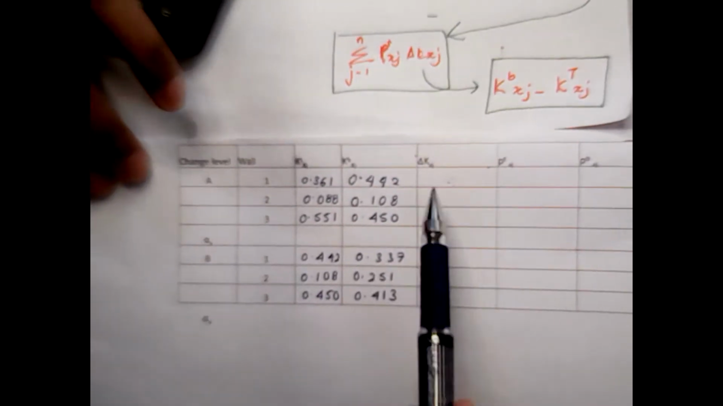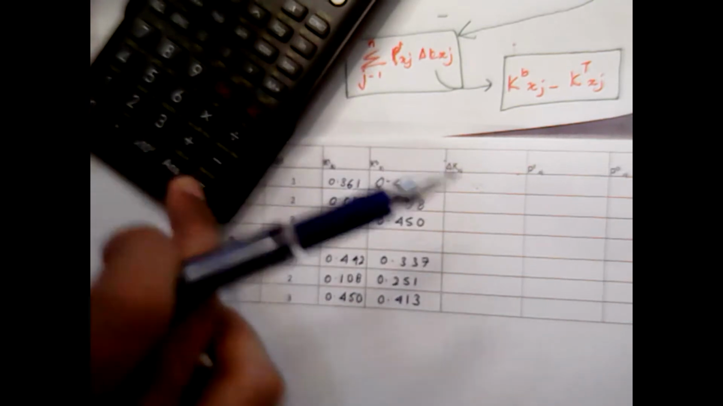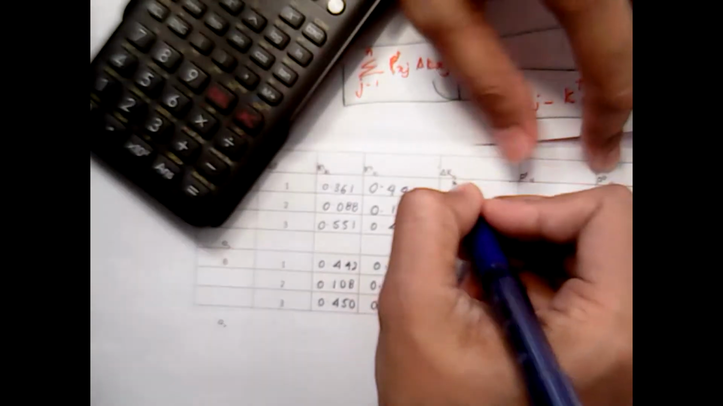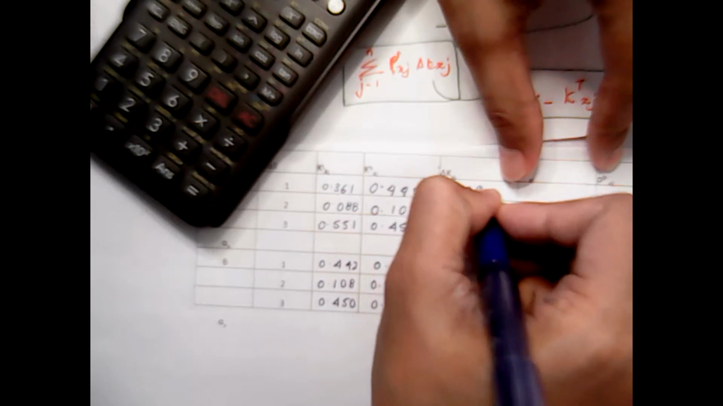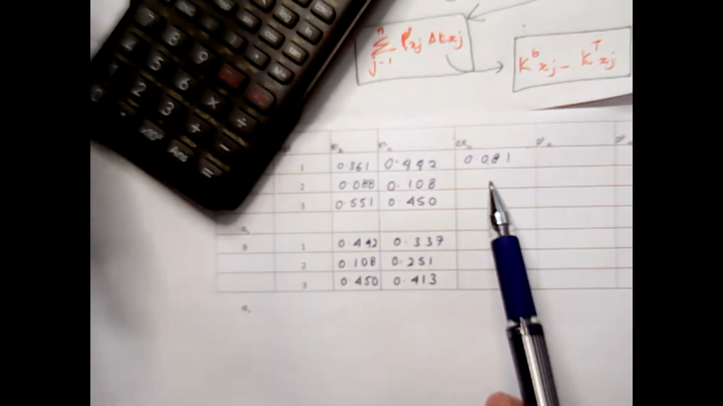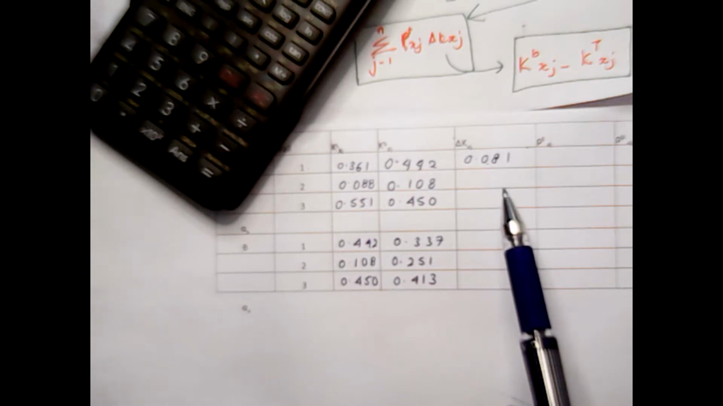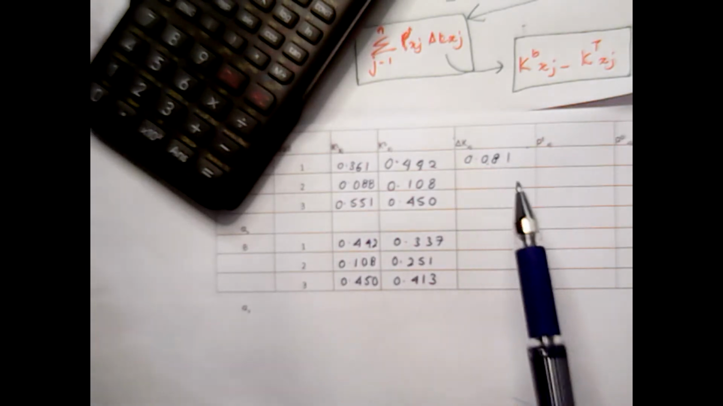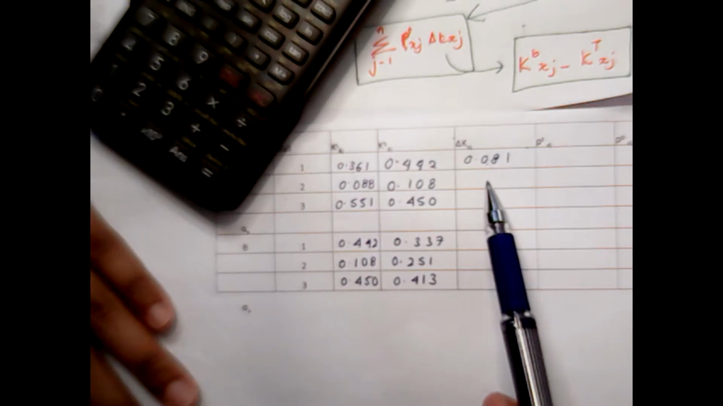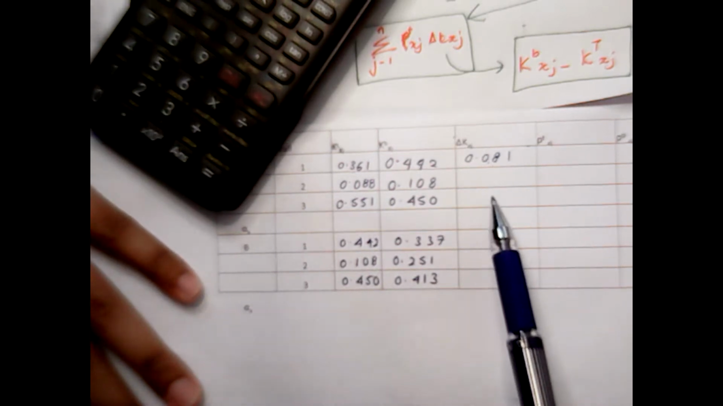Okay, example to calculate delta kxj, let me show you. 0.442 minus 0.361 is equivalent to 0.081. So you get 0.081 for your delta kxj. Okay, so same goes to the rest. So can you calculate for the rest?